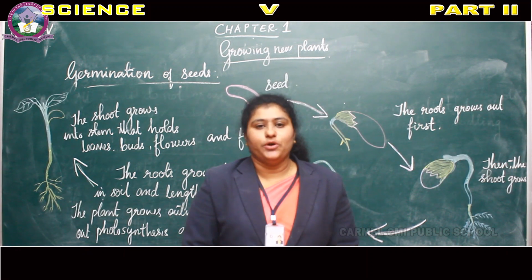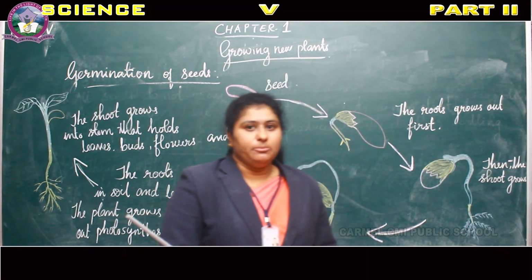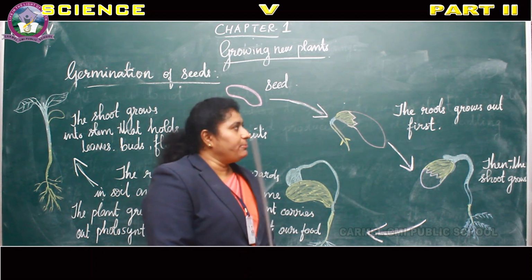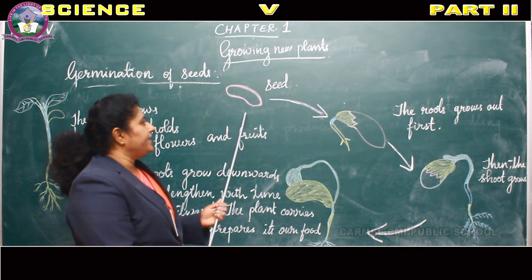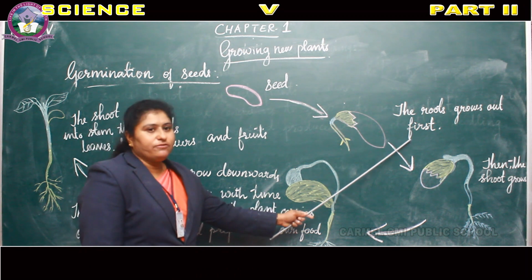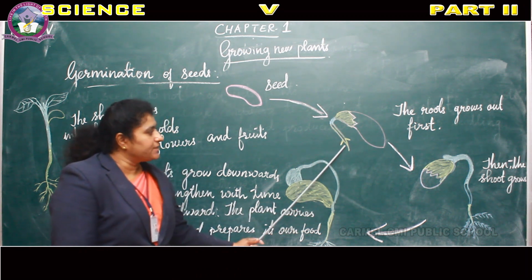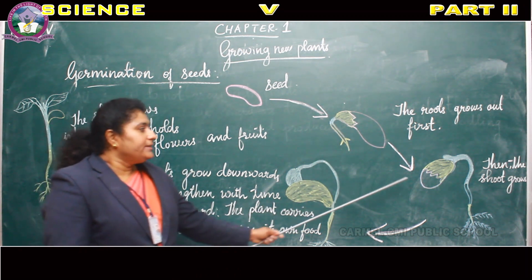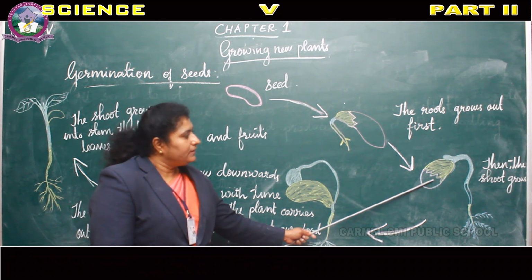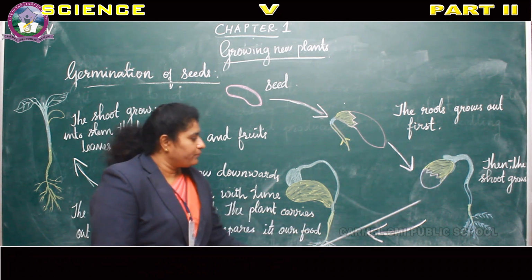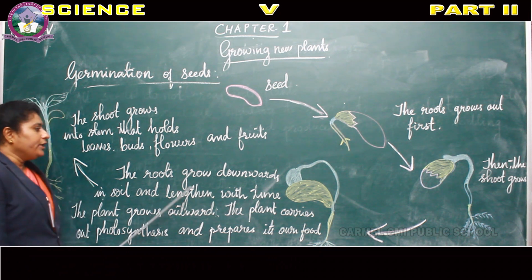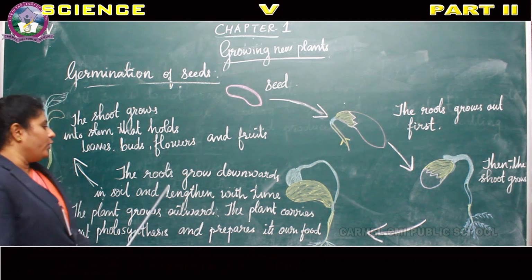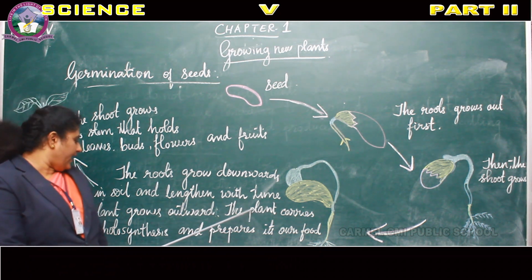Look at the cycle showing the process of seed germination. See here, this is the seed. The root grows out first. Then the shoot starts to grow. Then the root grows downwards in soil and lengthens with time.